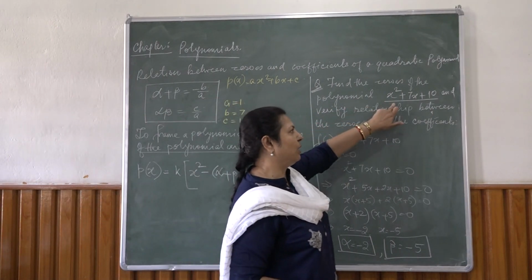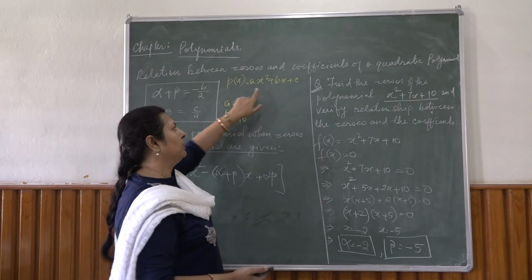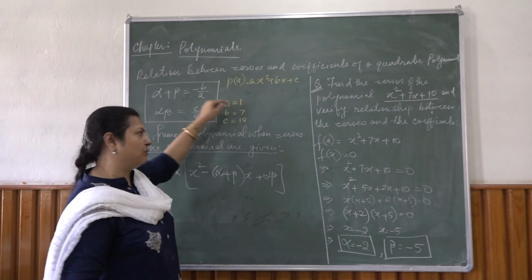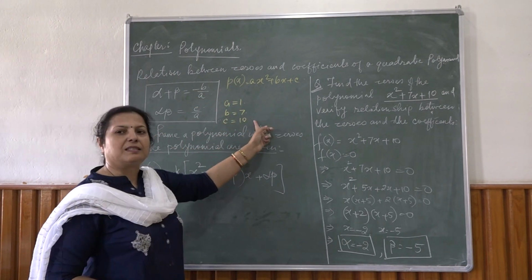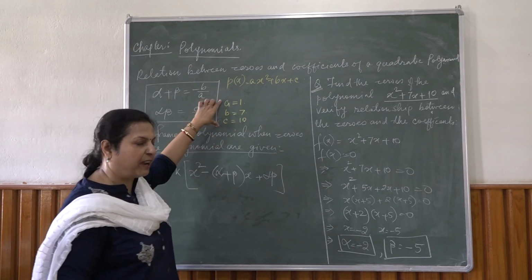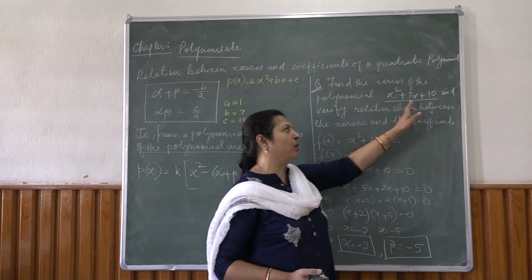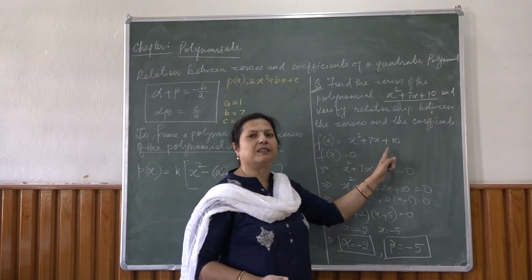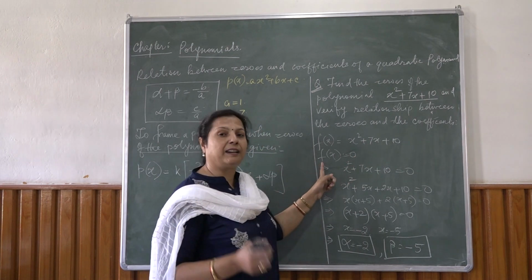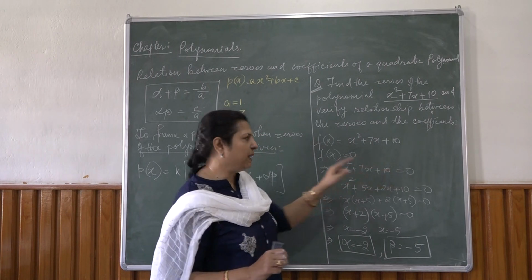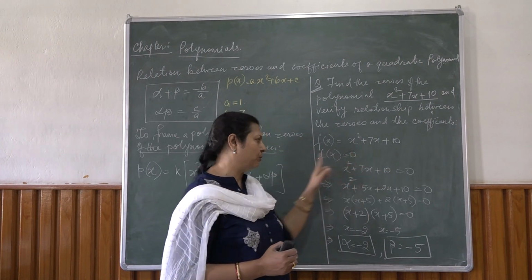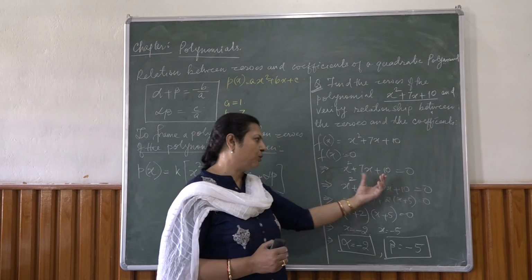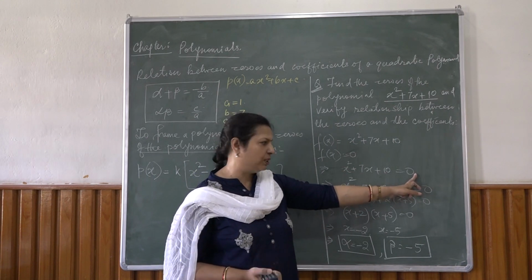Comparing this polynomial to the general form ax square plus bx plus c, we get the value of a as 1, b as 7, and c as 10. Now we have to find the zeros of this polynomial first. So if I write this polynomial as f(x) equal to x square plus 7x plus 10, and we are finding its zero, then f(x) should be equal to 0. This implies x square plus 7x plus 10 equal to 0. So we write the polynomial equal to 0.